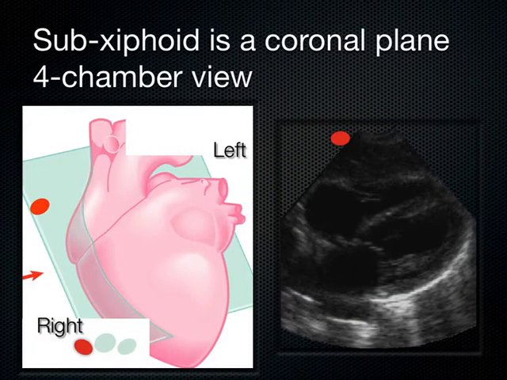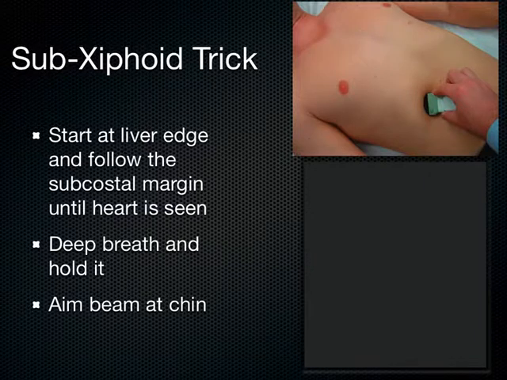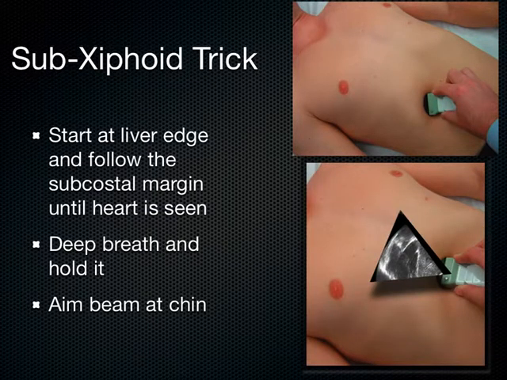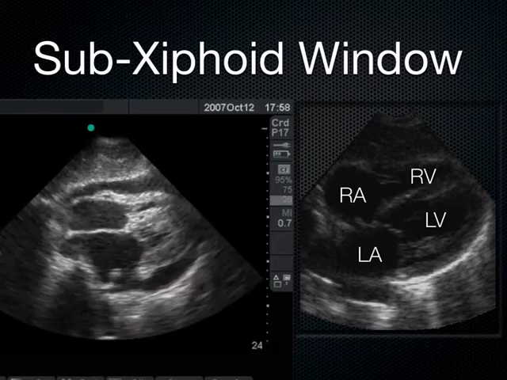We can see the four chambers there. This is the right ventricle, left ventricle, right atrium, left atrium. Here's the posterior wall of the left ventricle. The apex is over here, and this is all the liver. Now, the trick to seeing that subxiphoid view is to start over at the liver edge and follow it up into the subxiphoid margin. So you look first at the liver, using that as your window, and then once you're in that subxiphoid notch, have the patient take a deep breath and hold it, aim the beam towards the chin, and this is what you see.